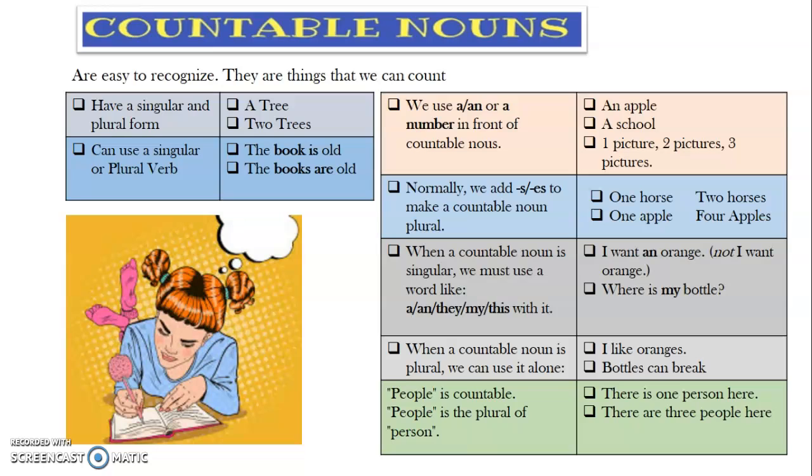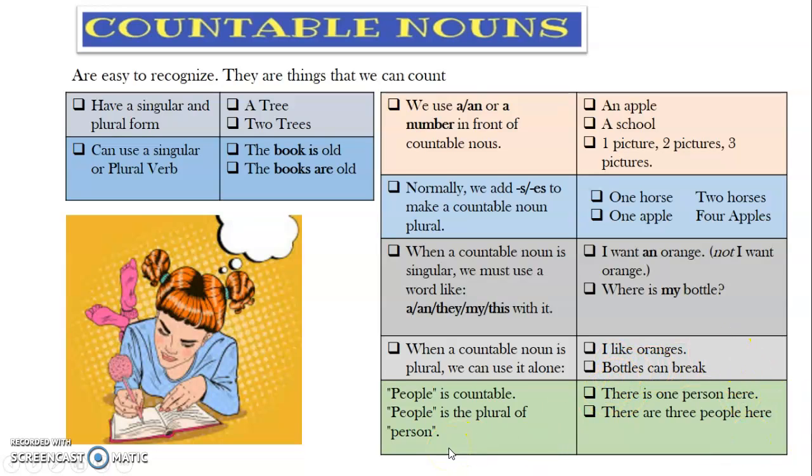When a countable noun is singular, we must use words like a, an, the, my, this, with it. I want an orange. It is not correct to say, I want orange. Where is my bottle? When a countable noun is plural, we can use it alone. I like oranges. Bottles can break.